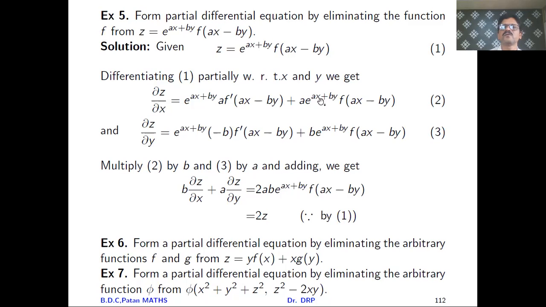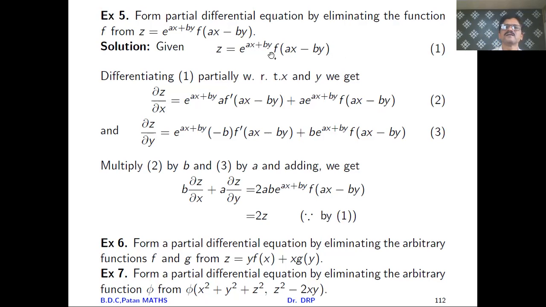So that derivative partially with respect to x, keeping y constant: the derivative of ax with respect to x is a. That is written here. And this term is constant, its derivative is 0. Means you will get the second term as second function into derivative of first. You will get the second function as it is and the derivative of the first, e to the power ax plus by into a.